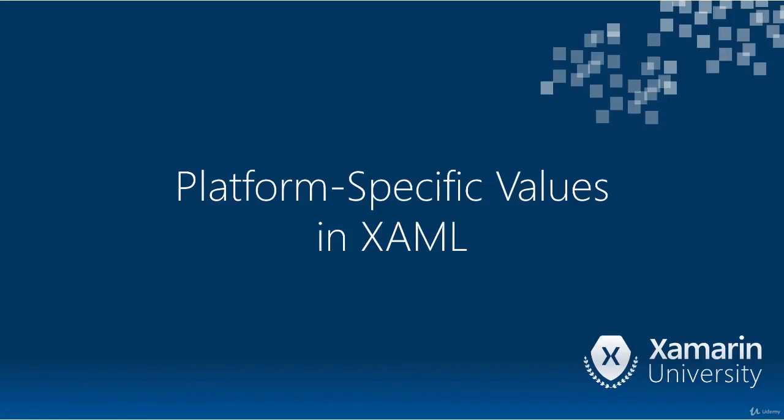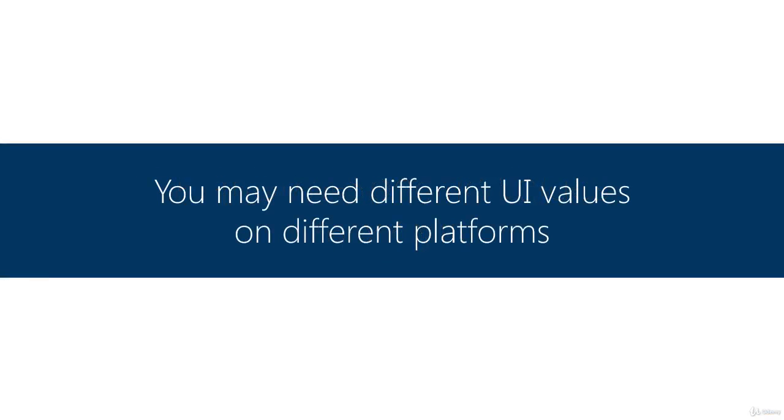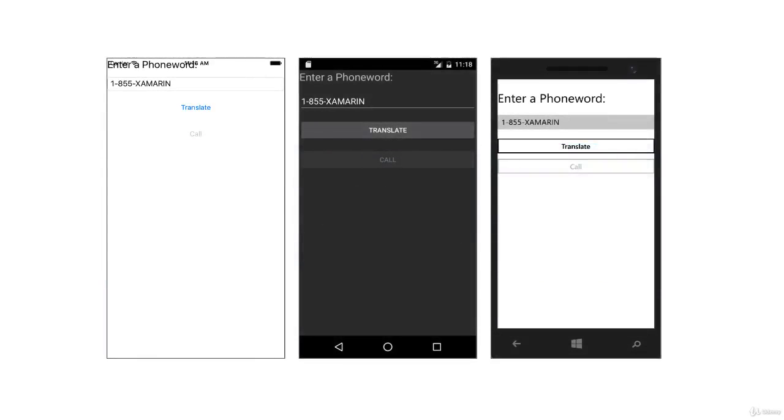Here we're going to talk about using platform-specific values directly from XAML. When you're building your UI, you may find that you need to tune it slightly for the different platforms. Here's a classic example. This is the same Xamarin Forms app running on 3 different platforms. Notice the top there. It looks fine on 2 of them, but on iOS, the app overlaps the status bar. So I'd like to set a padding here where the top value is 20 units on iOS, but 0 on the other 2.